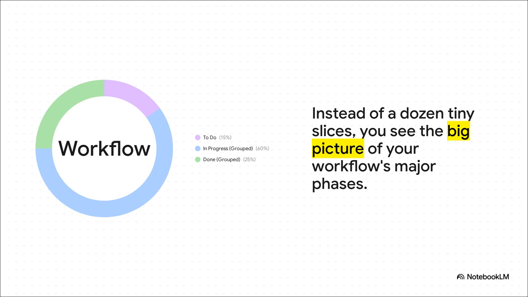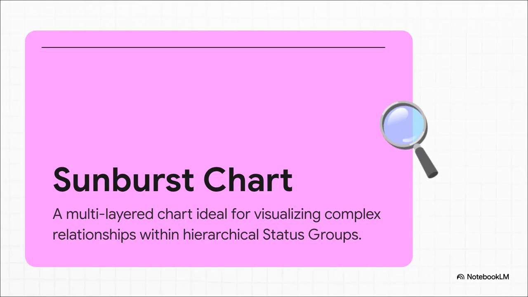Now you can see the real big picture, how much time is spent in the major phases of your work, like to do, in progress, and done. So much more insightful. Okay, but what if you want to see both the big picture and the details at the same time? For that, you've got the Sunburst chart. Think of it like a pie chart with layers. The inner ring shows your main groups, like in progress, and the outer ring breaks that down into the individual statuses within it. It's the best of both worlds.